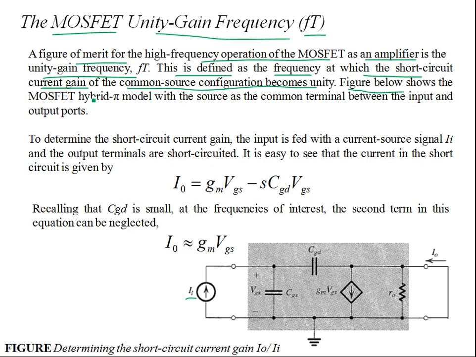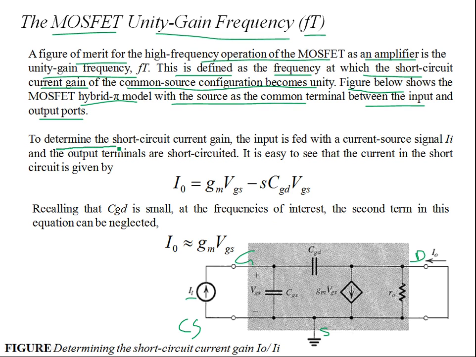The figure below shows the MOSFET's hybrid pi model, and in that you see we are not including CDB, and bulk and source are at the same potential. This is your source terminal. This is your gate terminal. The output is shorted out. So in this model, source is common, so it's a common source configuration. Source is common between your input and the output. That can be seen from this configuration. You're applying the input at the gate, and the output is shorted out.